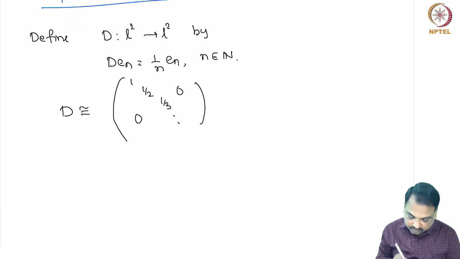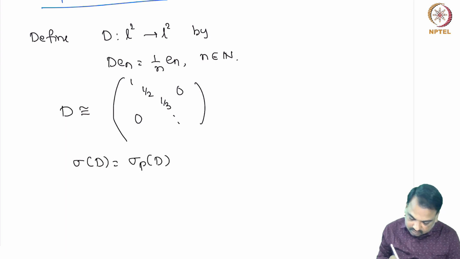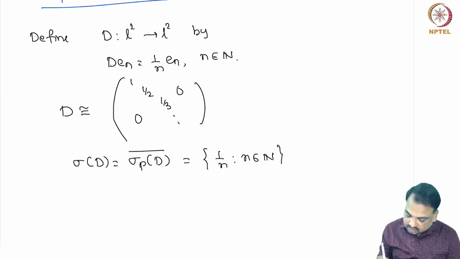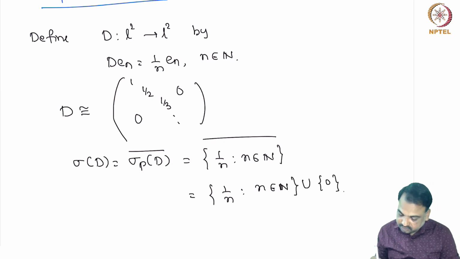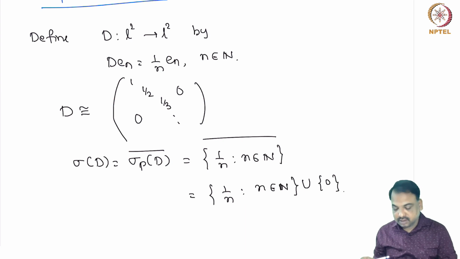In this case, the spectrum of D is the closure of the point spectrum of D, that is, the closure of the set of all 1 by n, n in N. This has only one limit point, namely 0. So this is the spectrum. This operator we will be using again and again at a later stage. In the next class we discuss a few more examples and one more way of classifying the spectrum, which is useful in finding the spectrum of an operator.